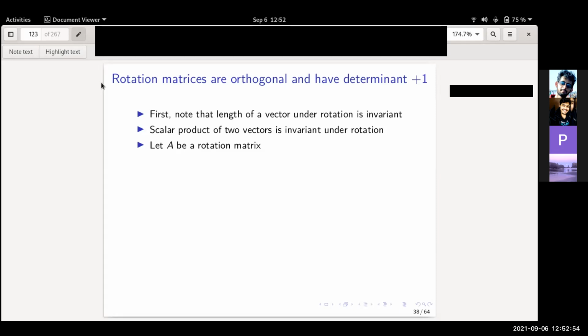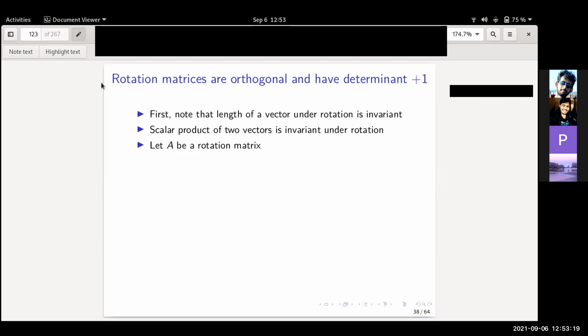You have written the statement that scalar product of two vectors is invariant under rotation. So when you take the scalar product, you take it before the rotation and after rotation. Both the vectors are rotating or only one vector? Both will be rotated. Okay, sir. Okay, fine. Yeah, because the coordinate system itself is rotating, you don't expect the scalar product to change.